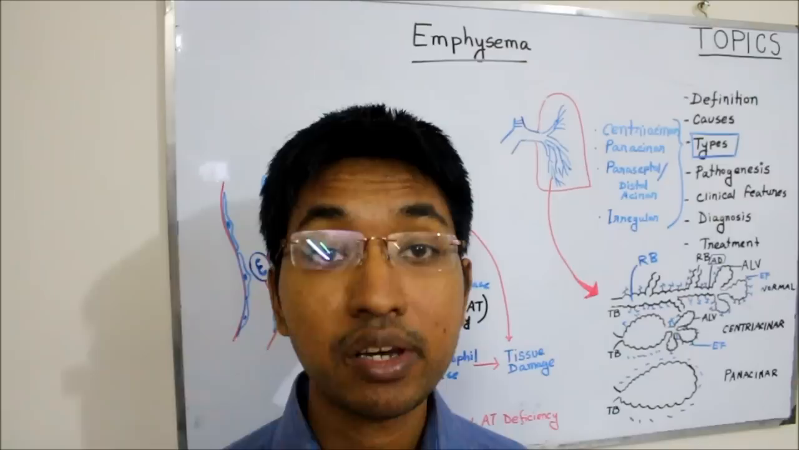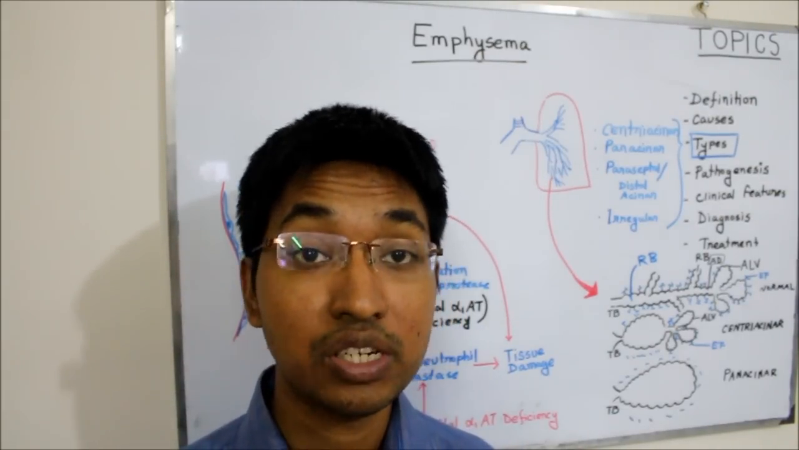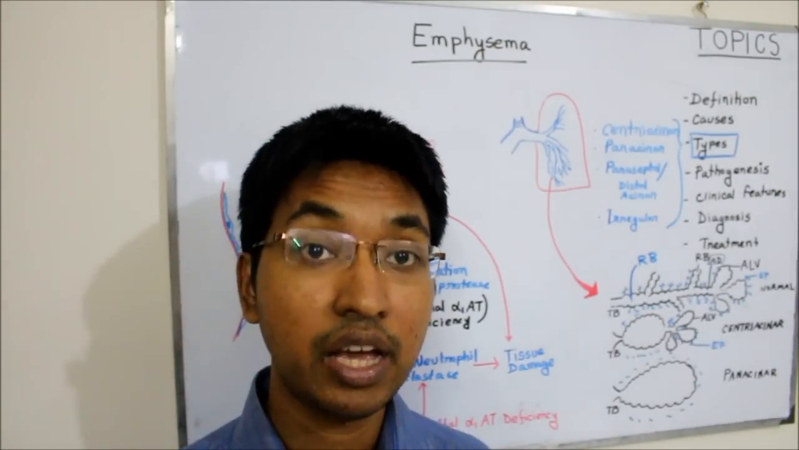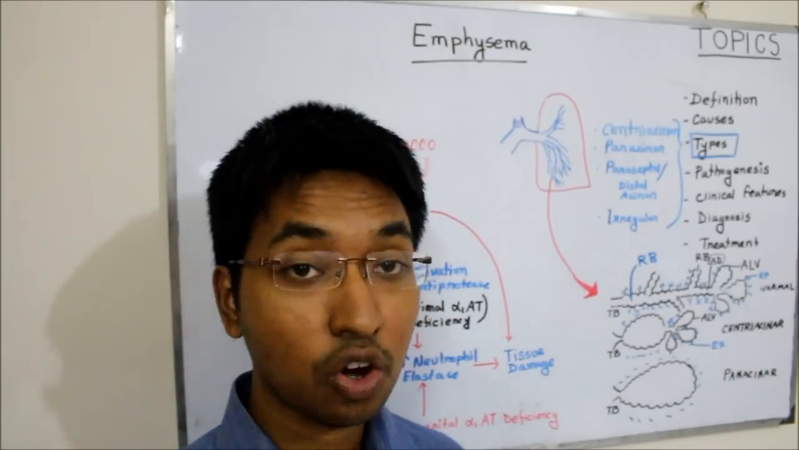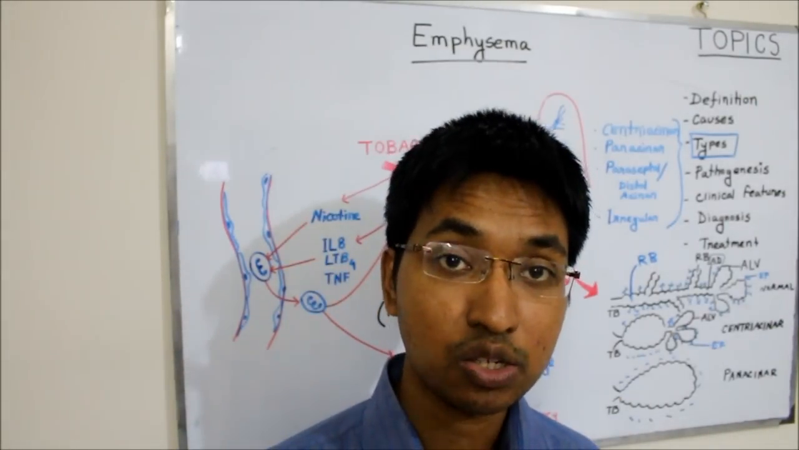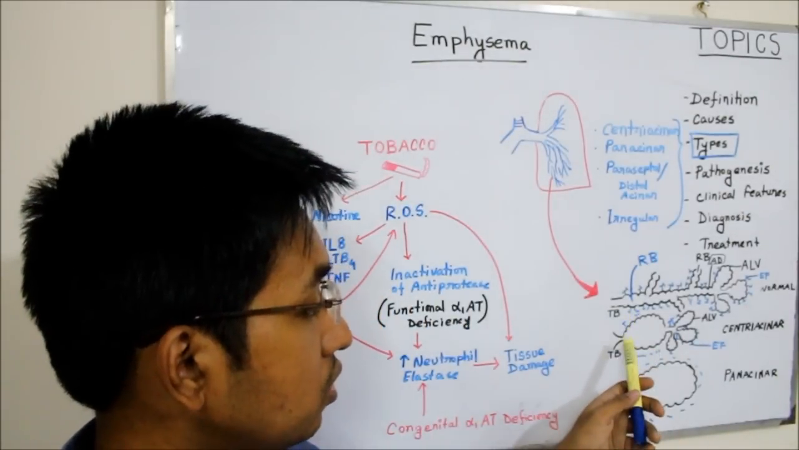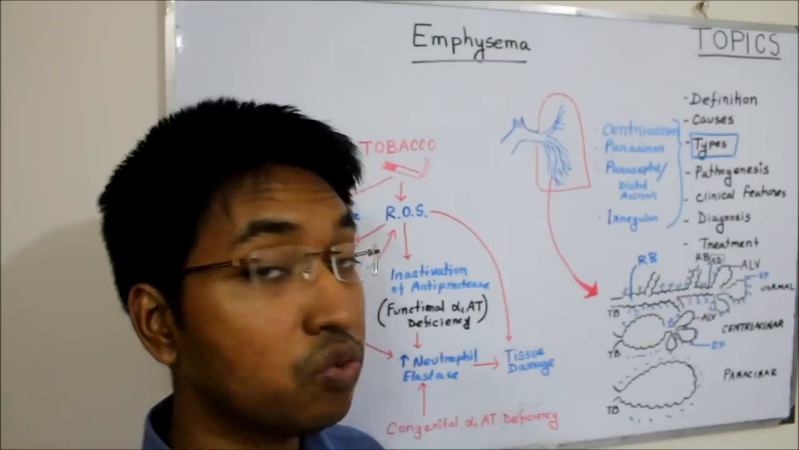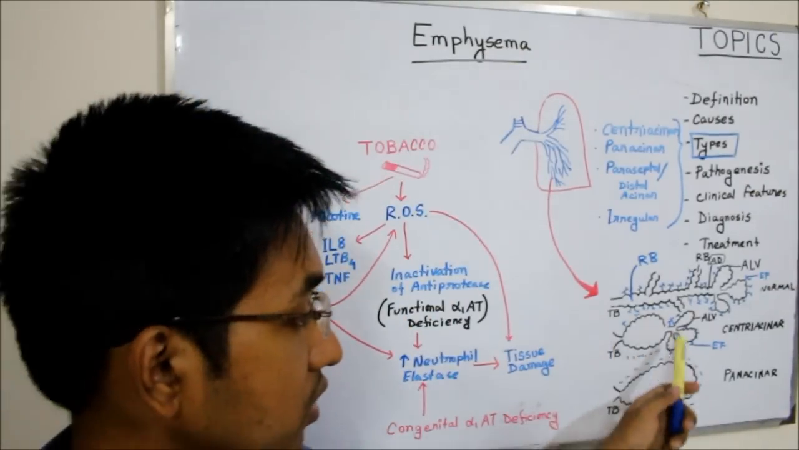Now what will happen when there is an increased amount of elastase or increased amount of oxidants? They will damage the elastic tissue, and that will result in collapse. The commonest site for collapse is in the terminal bronchiole, at the junction of the terminal bronchiole with the respiratory bronchiole, and that will result in something like this.